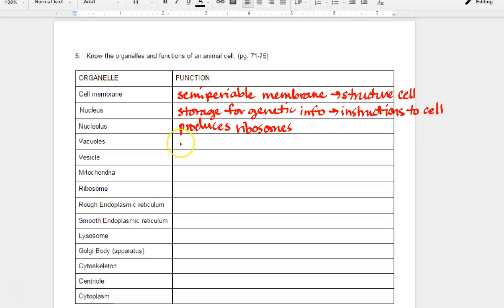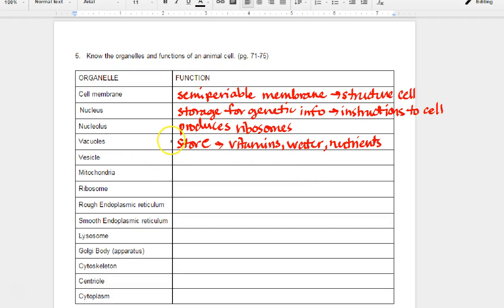Vacuoles are going to be like little closets that store all sorts of things. They can store vitamins for us. They can store water. They can store other nutrients that we might need later.